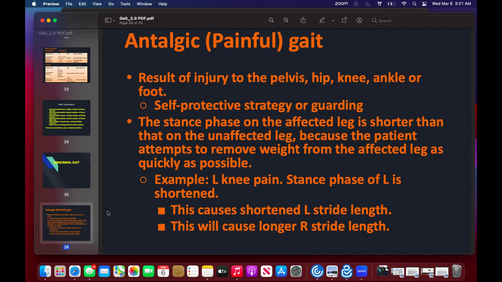So again, let's think about somebody who had a total hip replacement. They're typically going to be weight bearing as tolerated after their surgery. So those individuals typically put their walker down, and let's say I had a total hip replacement on my left, quickly put that left foot down, and then want to get off of it really fast, right? It's because of the pain. Basically you want to decrease the amount of time that you're weight bearing on that side.